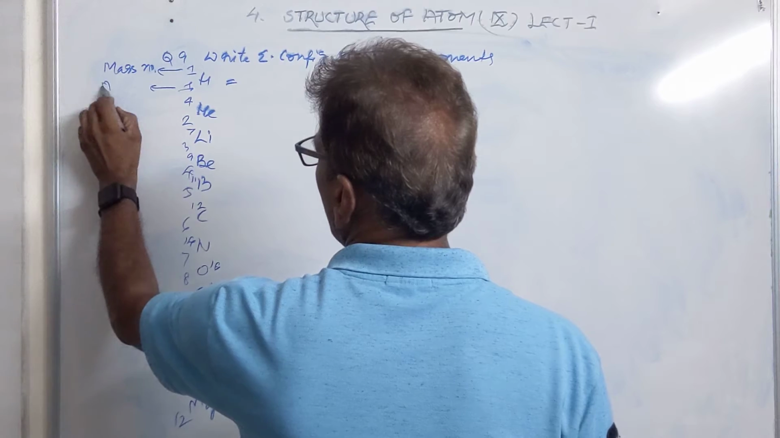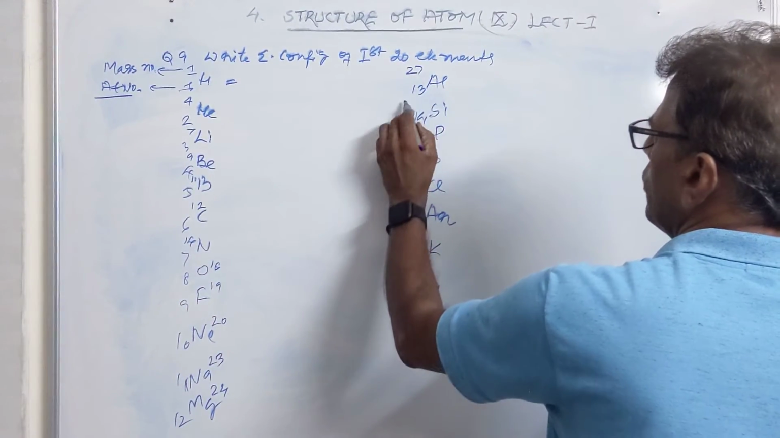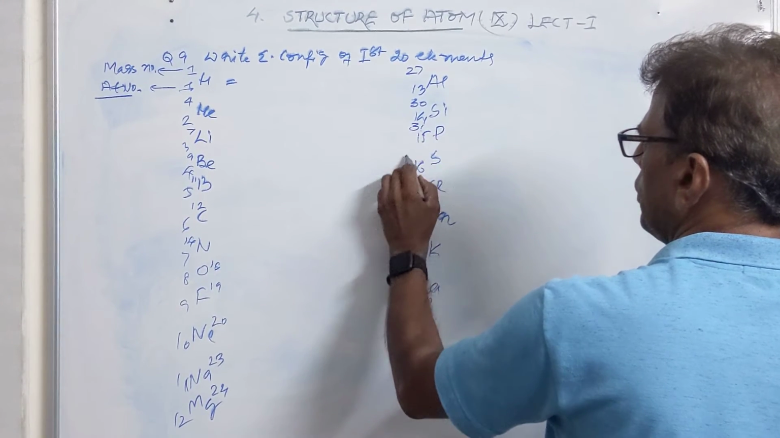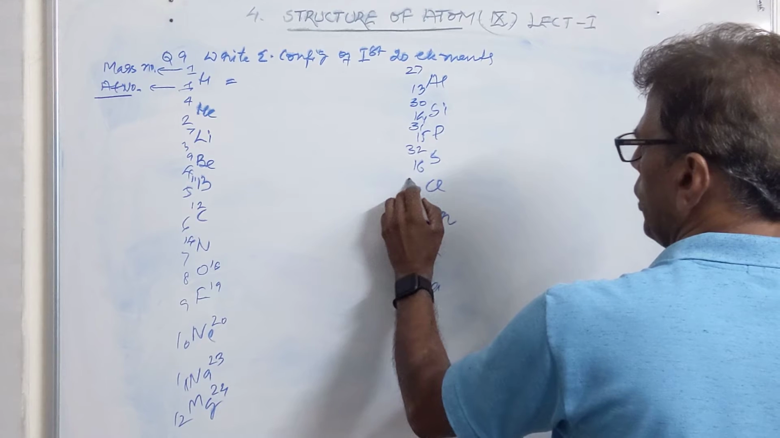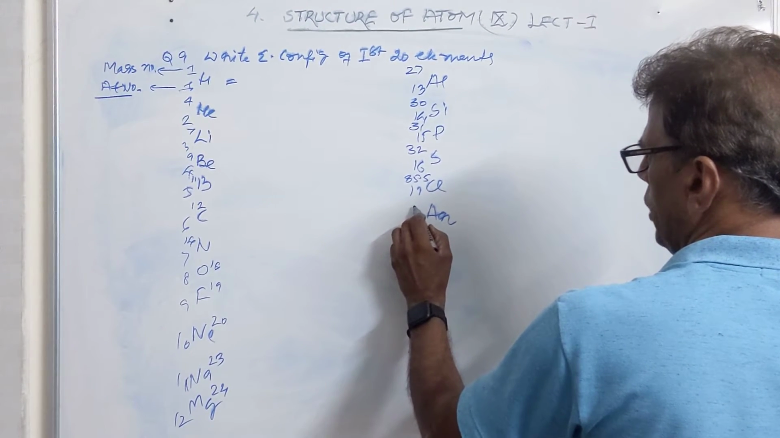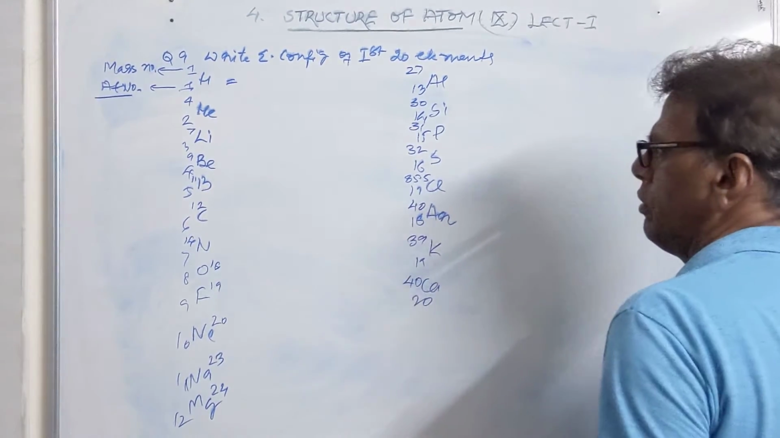Lower number is atomic number. Similarly, where we have 27, it is 30, it is 31. Sulfur is 32, chlorine is 35.5. Argon here you will be having 40, potassium is 39, calcium is again 40.